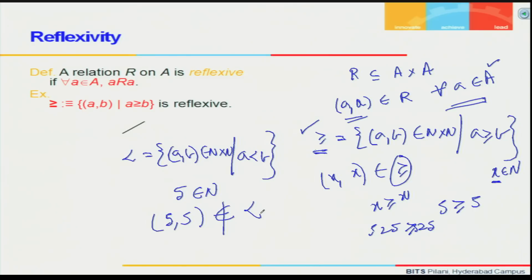Why is it not in this particular relation? For it to be in this relation, 5 has to be strictly less than 5, because of the very definition of how the relation has been defined. 5 has to be strictly less than 5, which is not true. Hence (5, 5) is not there in this relation, hence this is not reflexive. That is how a reflexive relation has been defined.